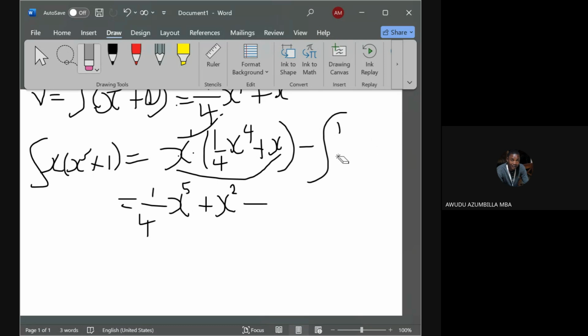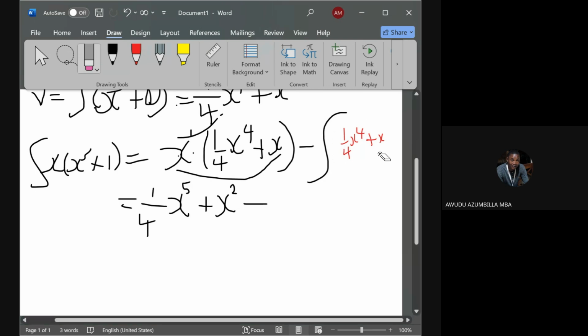It's 1/4 bracket 1/4 x raised to the power 4 plus x. Yes, so this is what we have. So let's integrate this one.